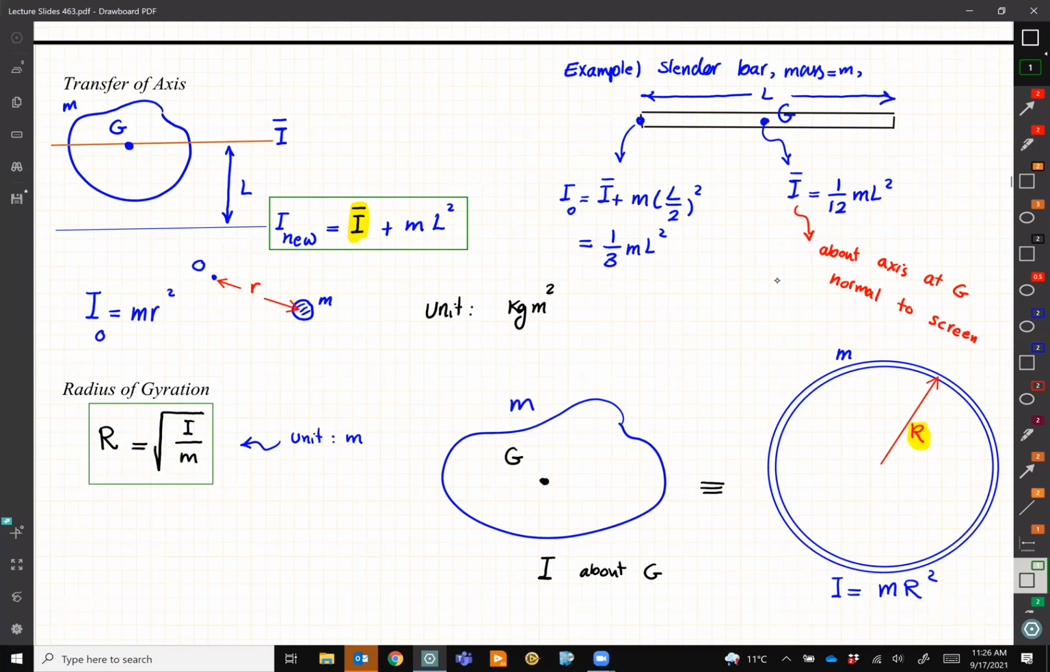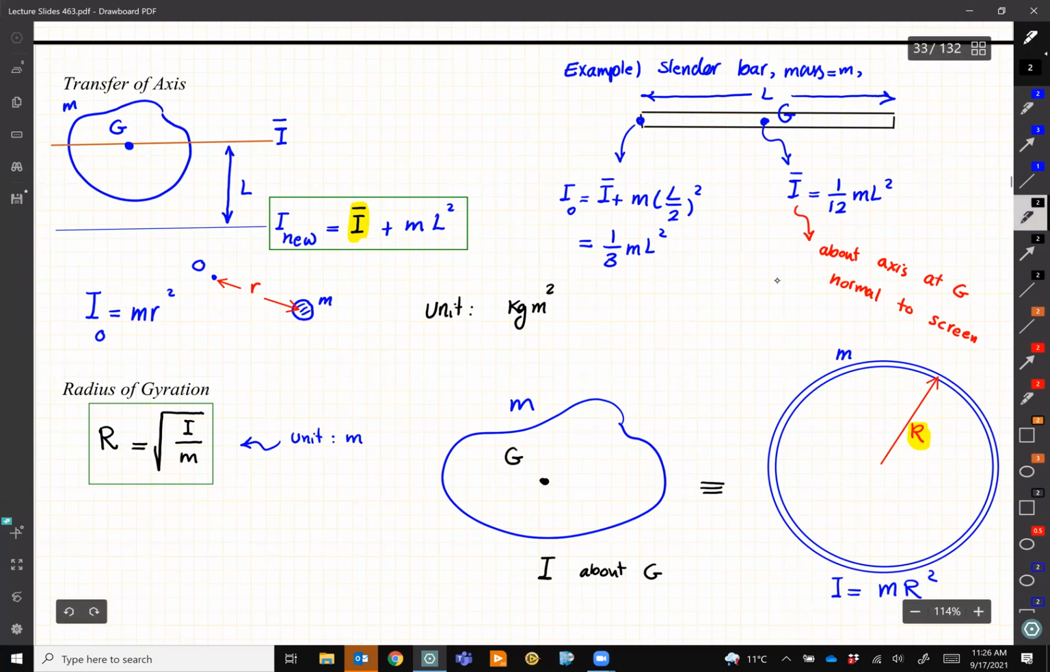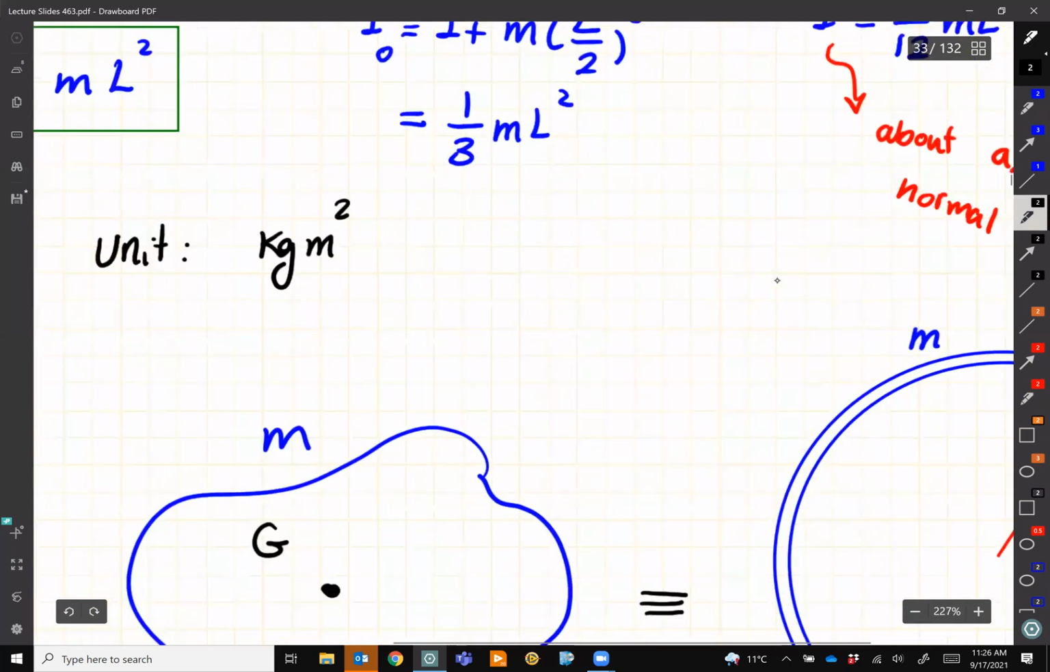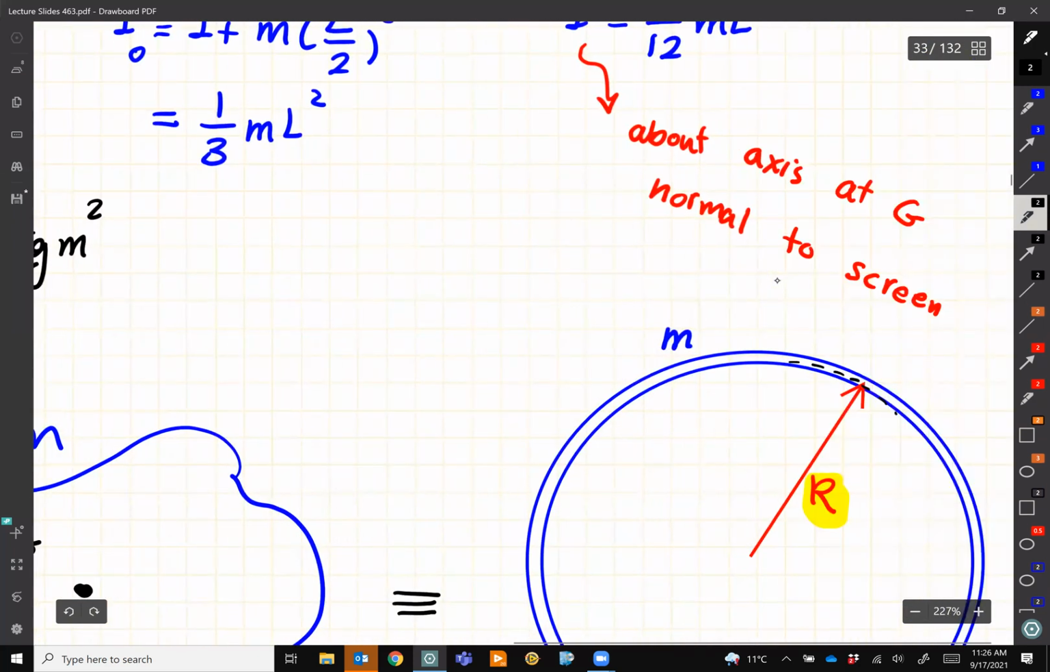Is that based on the circle or is that going to the middle? Good question. That goes to the middle. When we refer to a slender ring, the radius we are referring to is always the average radius. Like if I zoom over here, it is more like in the middle, the average.